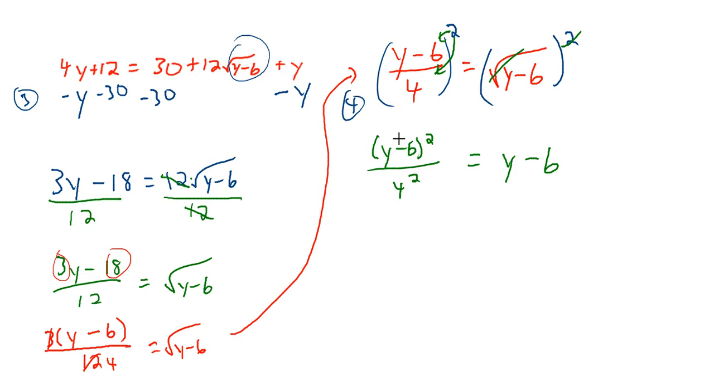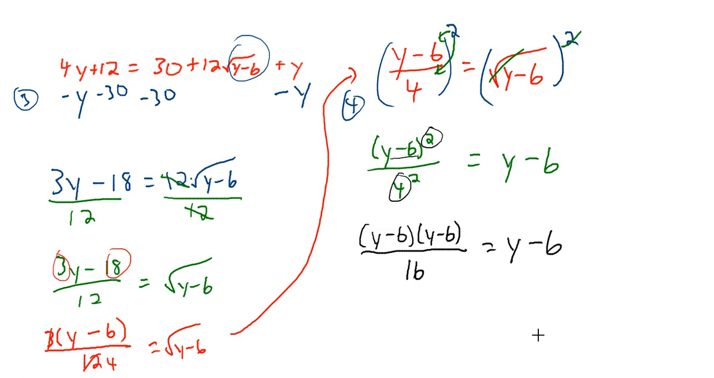I'll write this out because, again, to square it means we have to multiply it by itself. So we get y minus 6 times y minus 6 on top. On the bottom, we get 4 squared, which is 16. I'm sorry, my 4's and my y's kind of have some similarities, but that is a 4 there. So 4 squared gives me 16, and this is a y, so this will still be y minus 6.